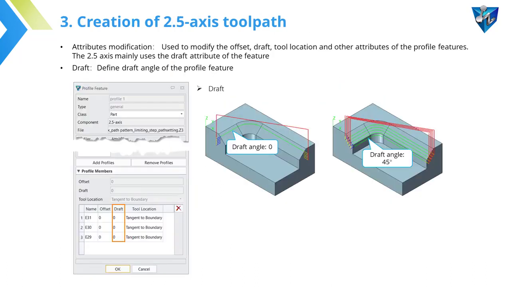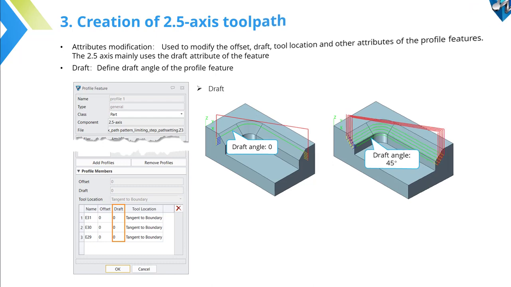And the third chapter, I will introduce how to create a 2.5x 2-pass in GW3D. It's achieved by modifying the attributes of the profile features. Now let's go to GW3D and introduce the details.